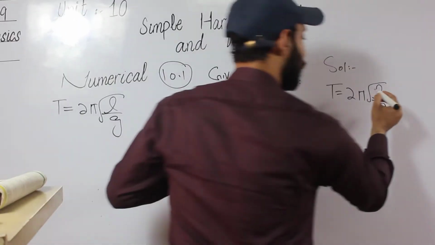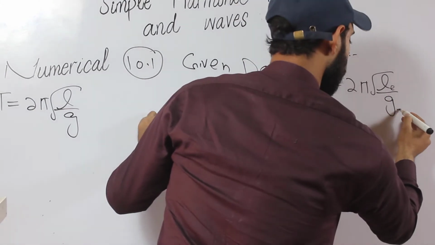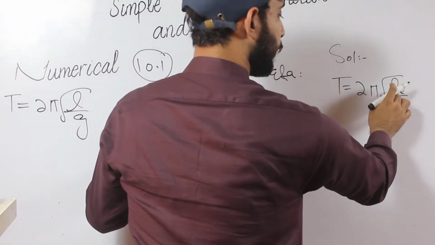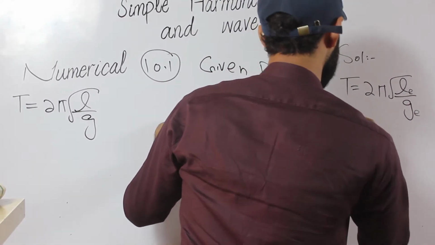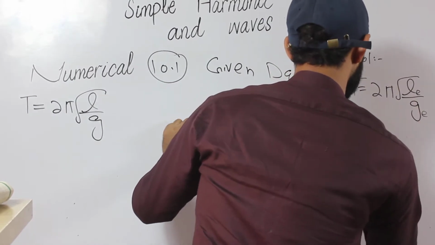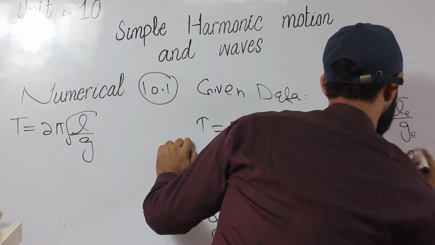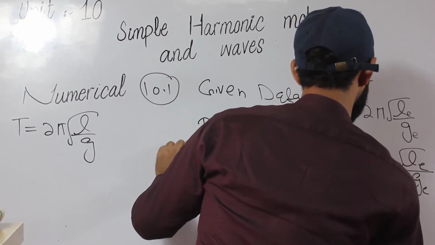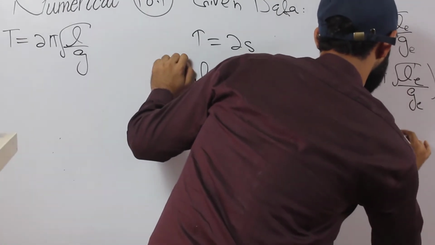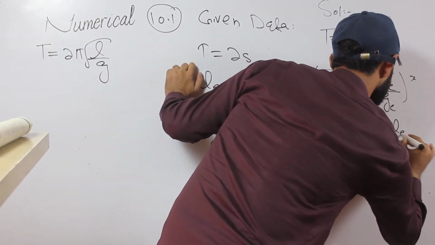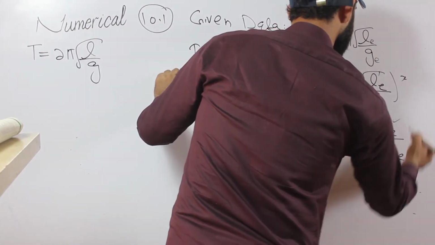Whenever we find the length on the earth, we put the value of G on the earth. What we have to find is the length on the earth, but it is under the square root. First of all, we take the square on both sides to cancel the square root. Taking the square on both sides, the square root cancels out, and we get T square equals 4 pi square LE over GE. We have to find the length on the earth.